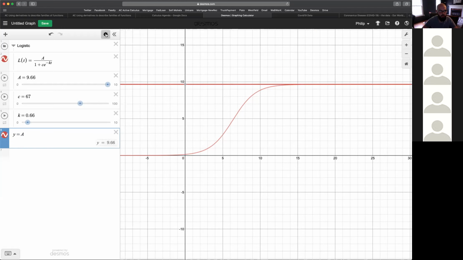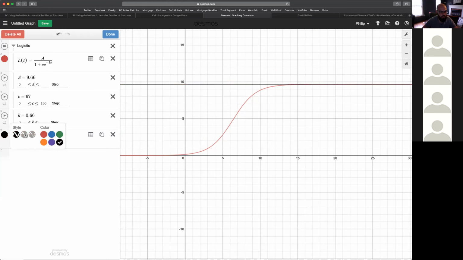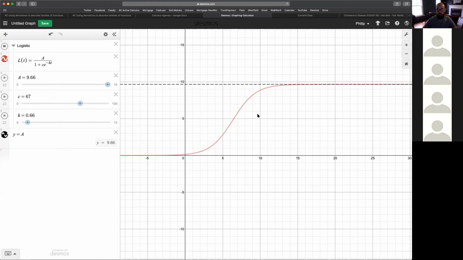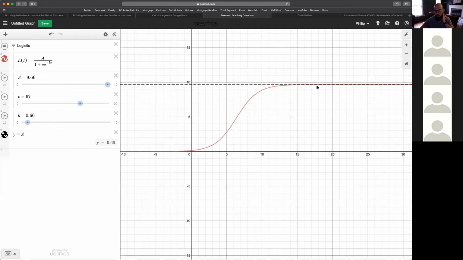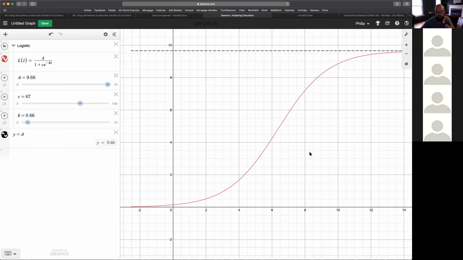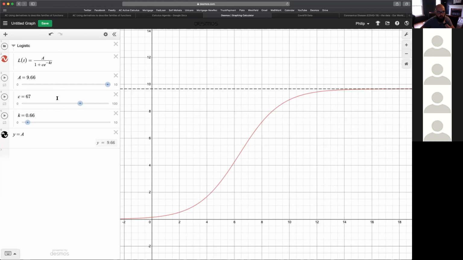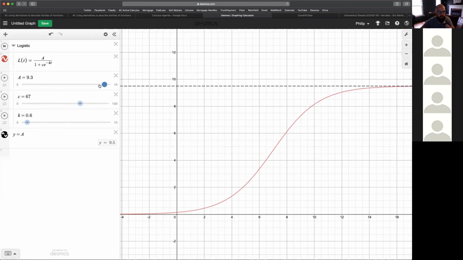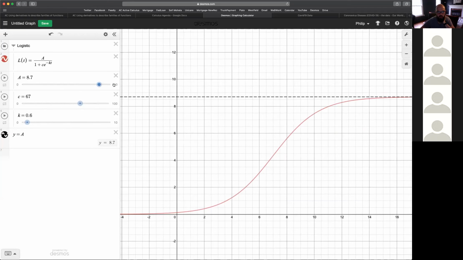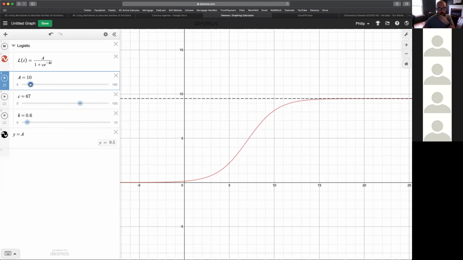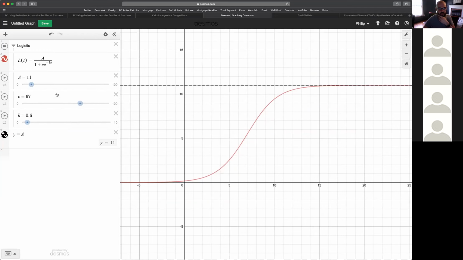This is called our carrying capacity, or the point where a population stops growing. So no more new population here. You can think about lots of population models in this sense. So no matter what a is, that's going to be our carrying capacity. We can make this bigger, but no matter what a is, that's going to be our carrying capacity.